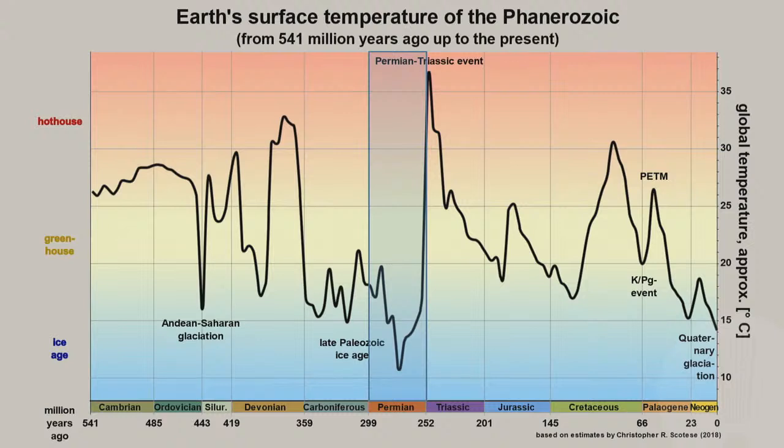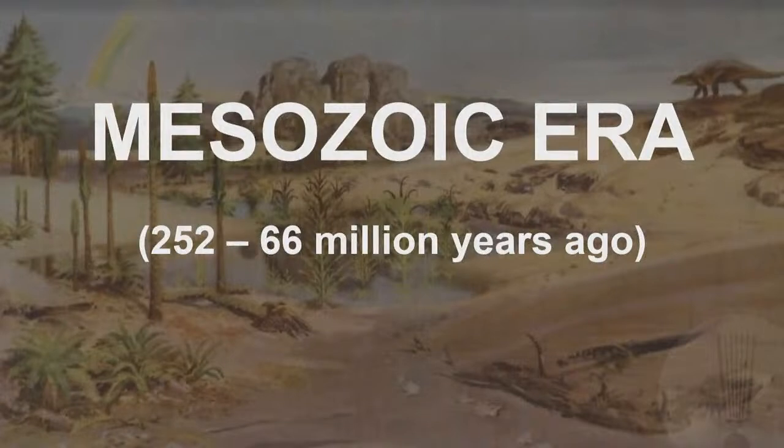A rearrangement of ecosystems occurred, with plant abundances and distributions changing profoundly. All of the forests of that time eventually disappeared, and the Paleozoic flora scarcely survived. And this brings us into the Mesozoic era.